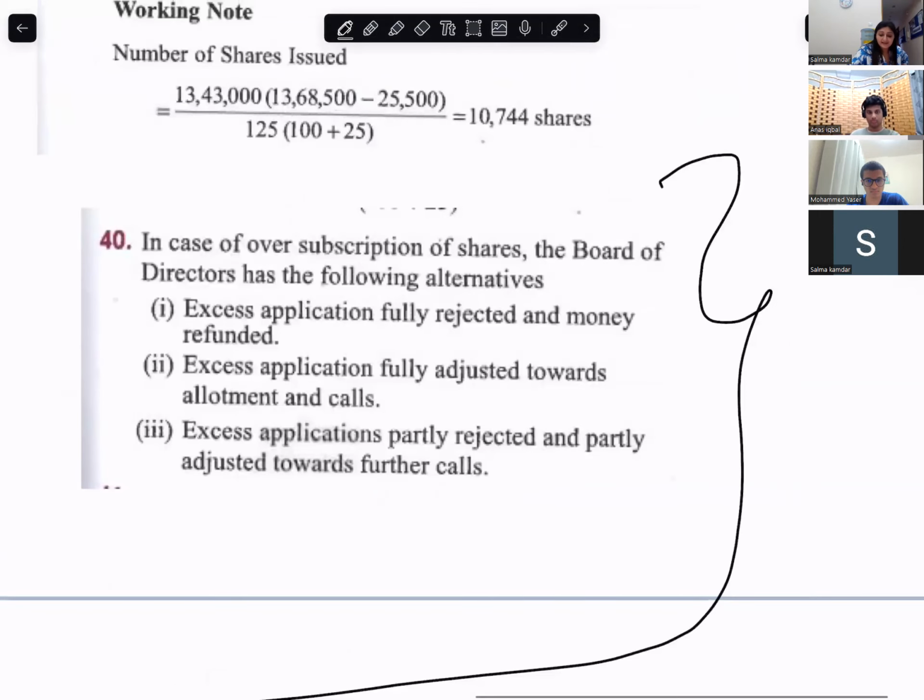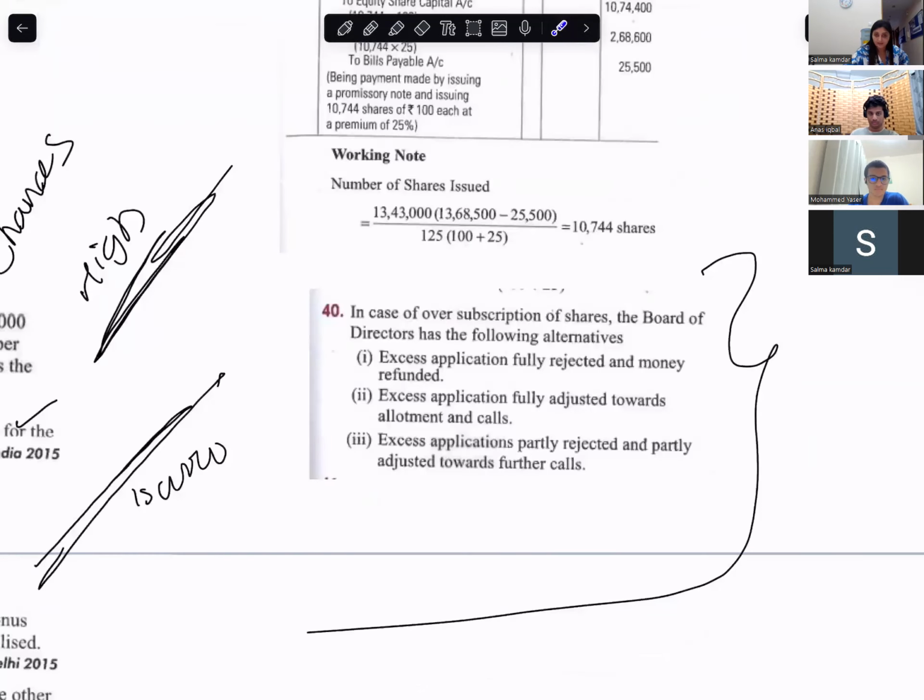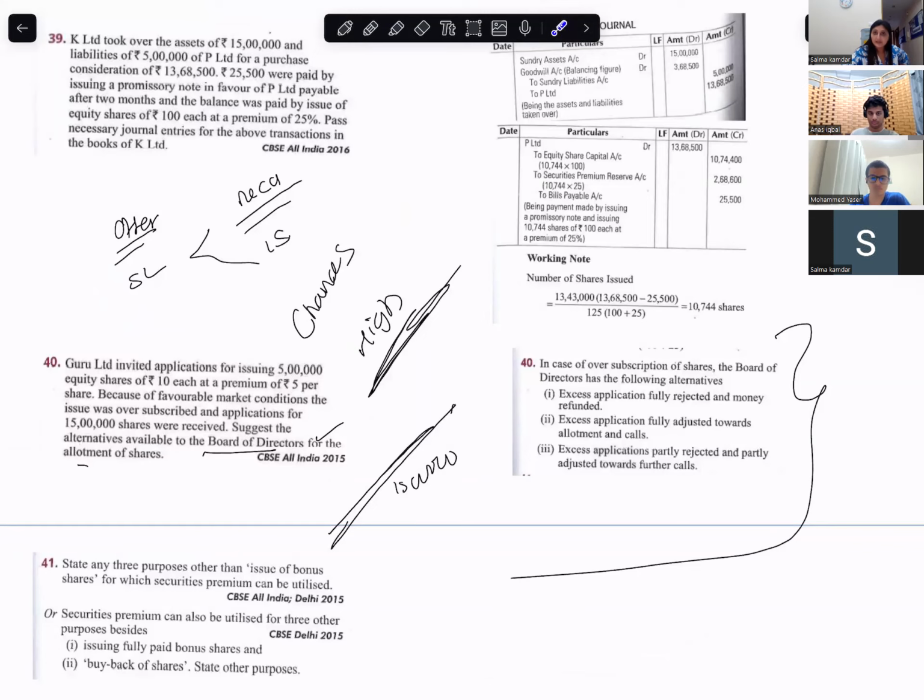So this is clearly a case of oversubscription. They can fully reject. They can do pro rata allocation, or adjust excess application towards allotment. Partly reject, partly adjust also. So you should just know about it. Are you with me? Yes.